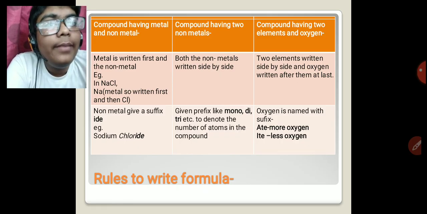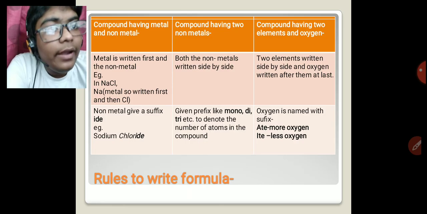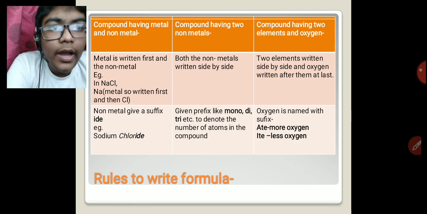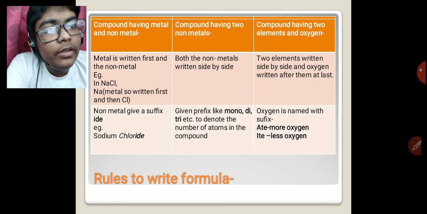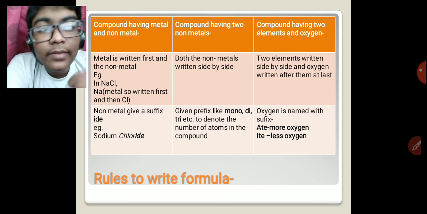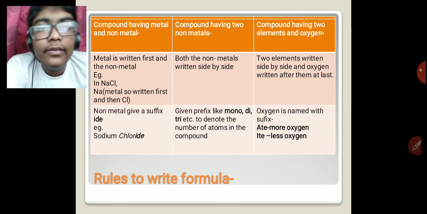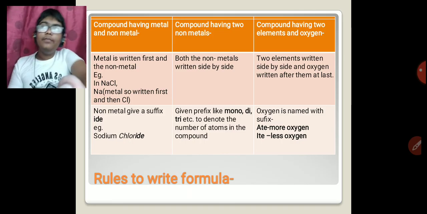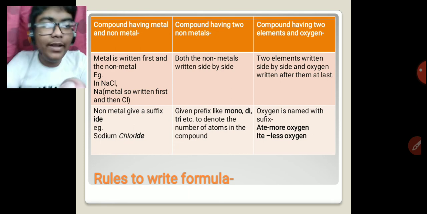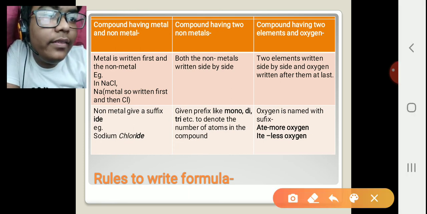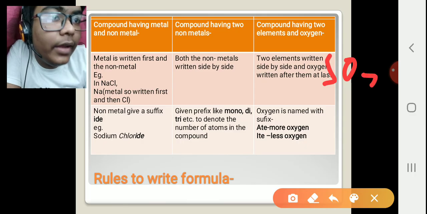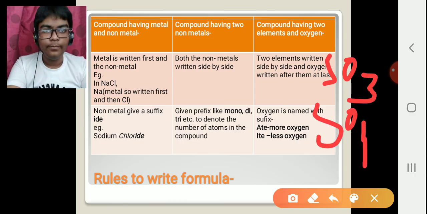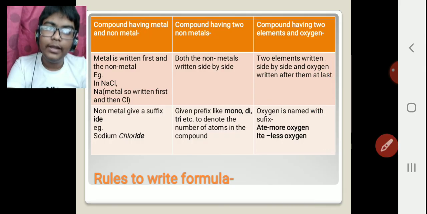For compounds having two elements and oxygen, the two elements are written side by side and oxygen is written after them at last. If oxygen is more, ate is given as suffix. If oxygen is less, ite is the suffix given. You must have heard about sulfite and sulfate. So sulfite is SO3, sulfate is SO4. What is the difference? O is more over here. Therefore, it is sulfate and that is sulfite.